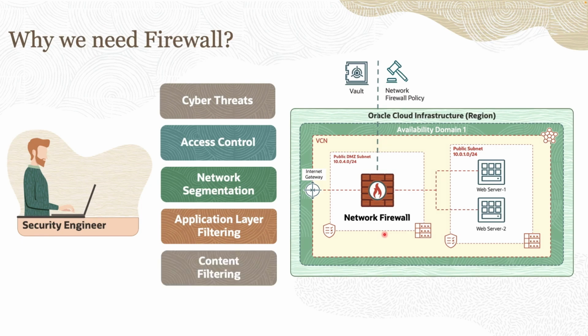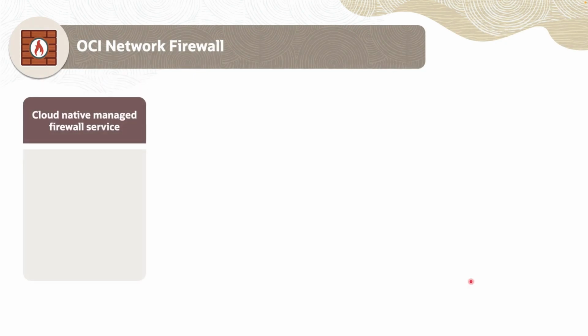Also, content filtering firewalls can be used to block specific types of content entering or leaving your network. For example, you could use content filtering to block websites that contain malware or phishing attacks. So basically, now we know why we need a firewall. Next, we'll look at the features of the OCI network firewall to see how it can help us secure our network more effectively. OCI network firewall simplifies security by providing a cloud-native approach to network protection.